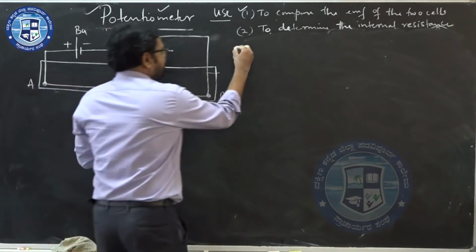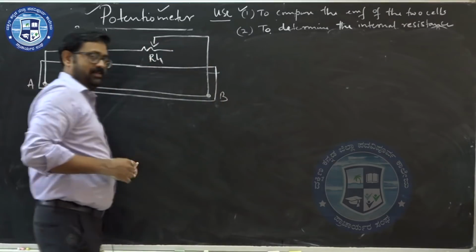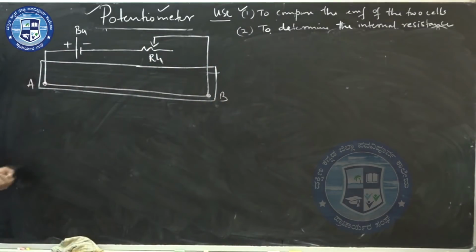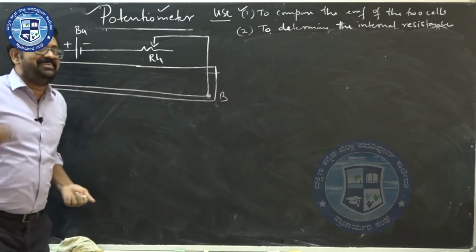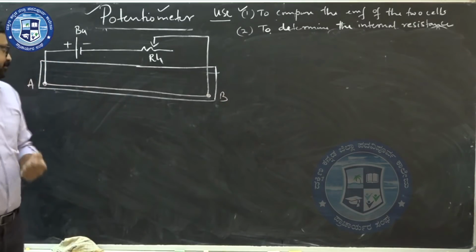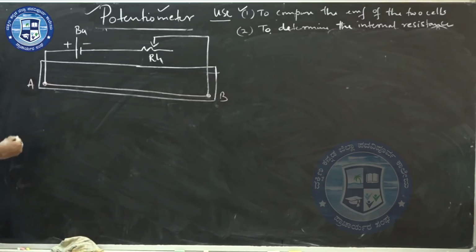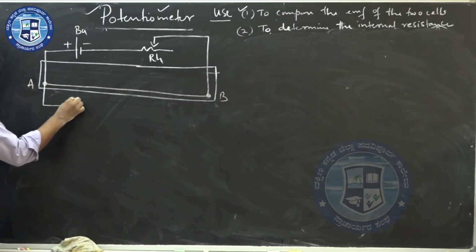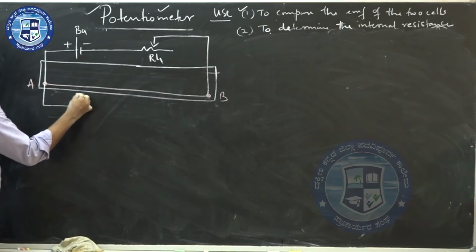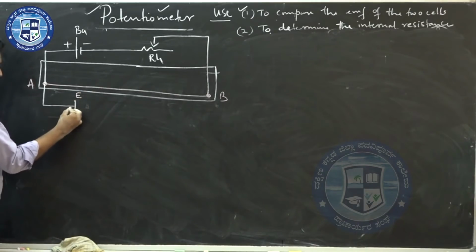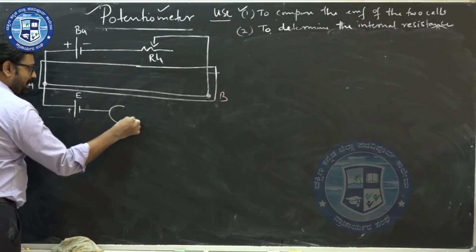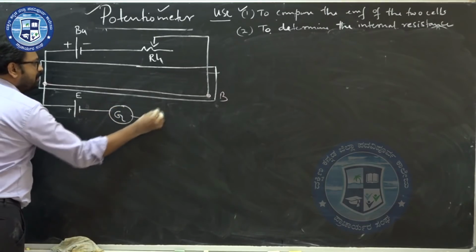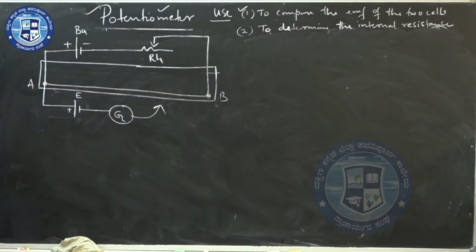Now you will be given a cell. You will be given a cell, not two cells, one cell. Of course, here I am using the battery. You will be given a cell whose internal resistance you are supposed to find out. See what the other connections are. From A, take a copper wire. Other end of the copper wire is connected to a cell. It has got some EMF. Negative of the cell is directly connected to the galvanometer, and other end of the galvanometer is connected to a sliding contact.